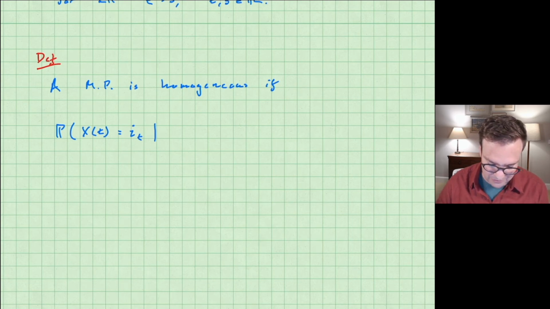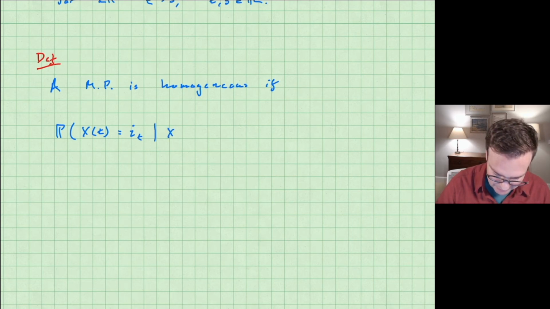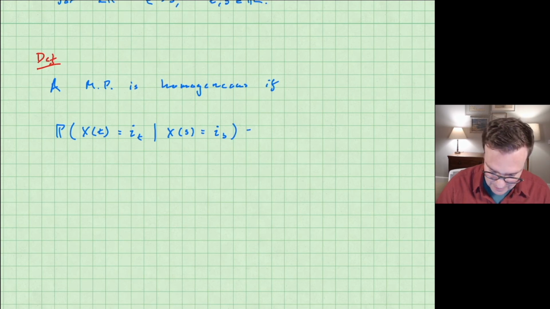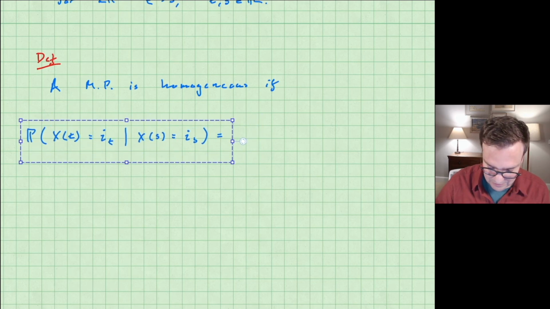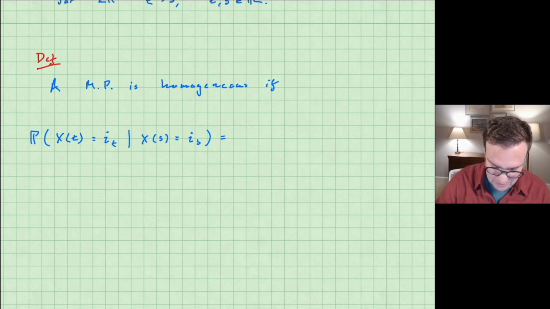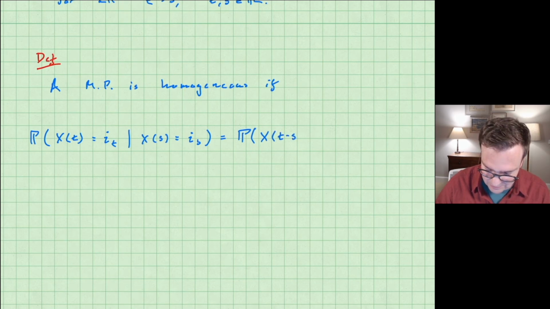The Markov process is called homogeneous if this probability can be rewritten. So x of s is equal to I sub s. If this thing is the same as, so let's give ourselves a little bit of room. I think I can fit this in maybe already, but just in case. If this thing is the same as the probability that x of t minus s is equal to I sub t, given that x0 is equal to I sub s.